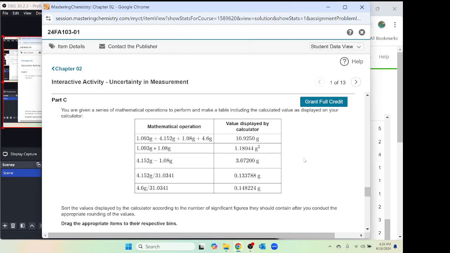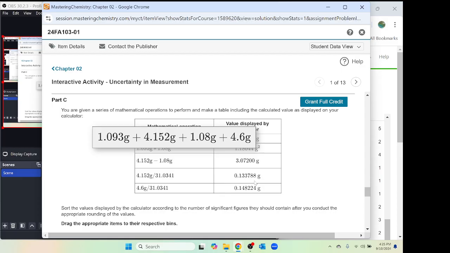Hey there. So this is going to be a significant figures problem. And so there's two major rules that you have to remember for your significant figures: the addition-subtraction rule and then the multiplication-division rule. Okay. So the addition-subtraction rule, you always take the least number of decimal places.